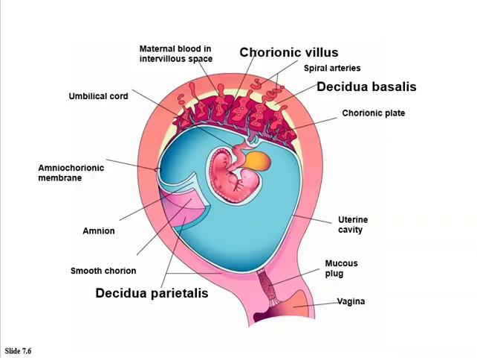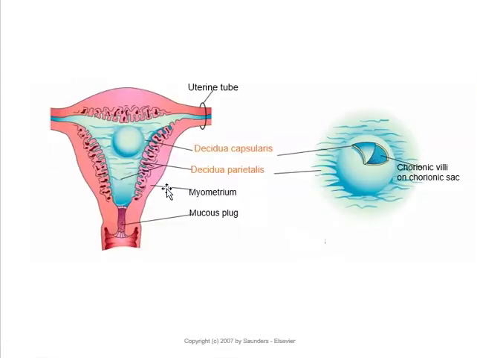As we see here, we have decidua basalis, which is in contact with the chorion, and here we have decidua parietalis, which becomes completely in contact with decidua capsularis. Here is the area of implantation, or implantation site. The surrounding layer is decidua capsularis, and the remaining part is the decidua parietalis.